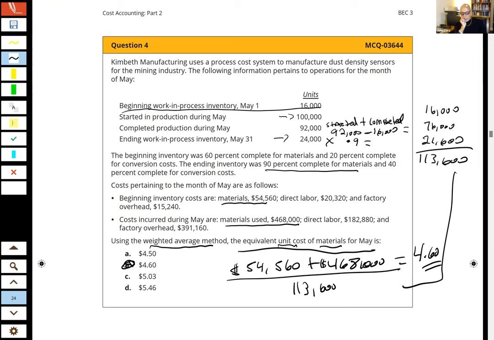Not the easiest thing in the world. Nobody wakes up in the morning saying, oh boy, I hope I get a bunch of equivalent unit questions on my exam. Okay. But you do need to be ready for this wonderful subject. Okay. Question.